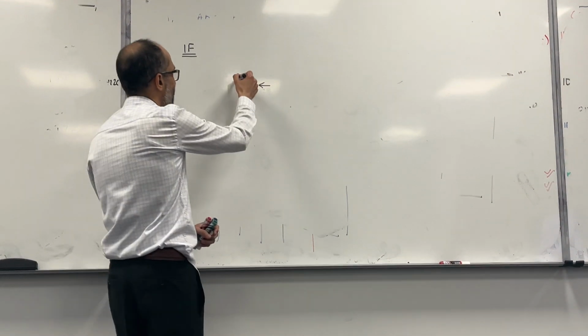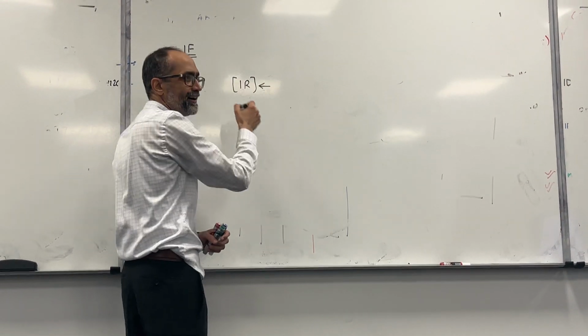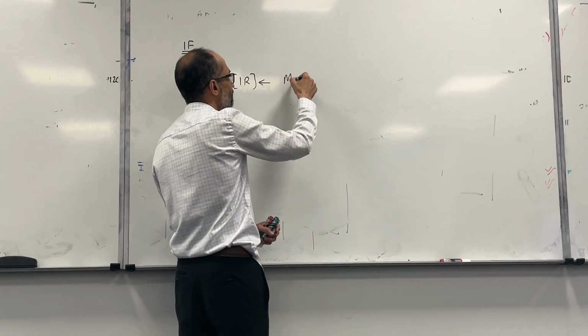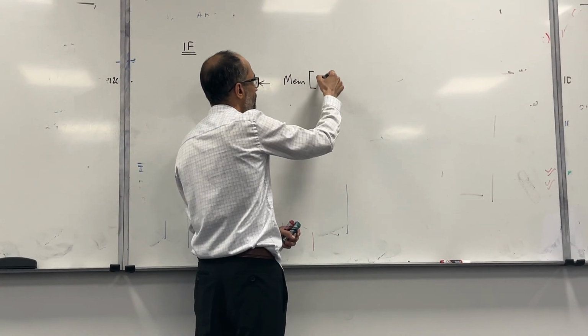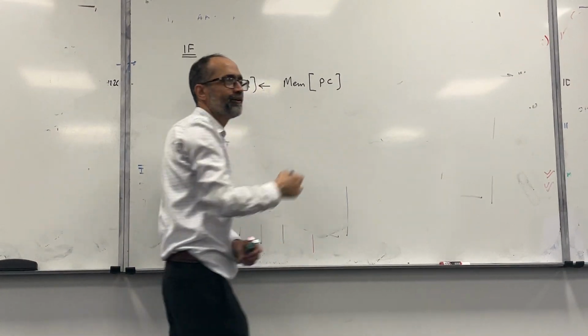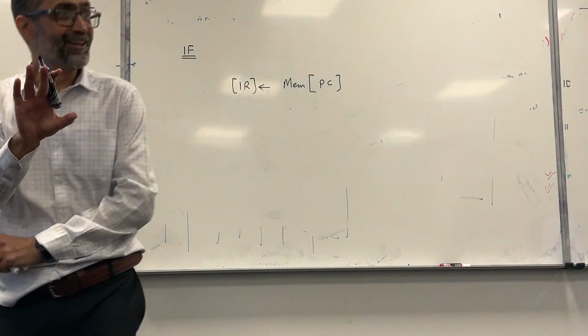So, please remember, in the instruction phase, the content of IR will be the content of the main memory, which will be pointed out by what? PC. Am I right or not? That's a very general thing.